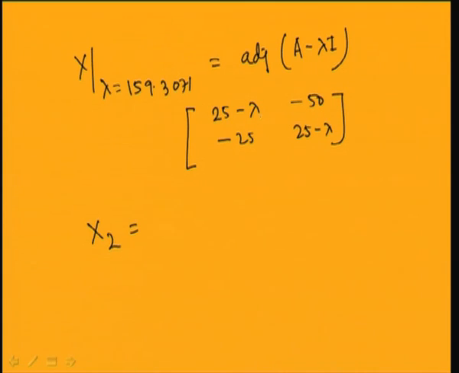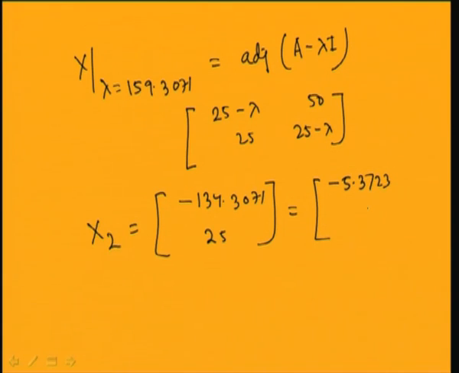So, 25 minus lambda, 25 minus 159.3071. So, this adjoint equal to, this is plus 25, this is plus 50. Taking this first column, it becomes minus 134.3071 and 25. So, by normalizing this, I can get this equal to minus 5.3723 by 1.